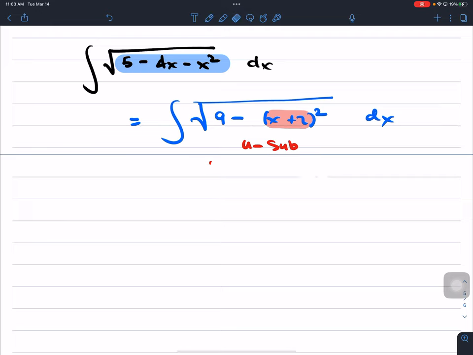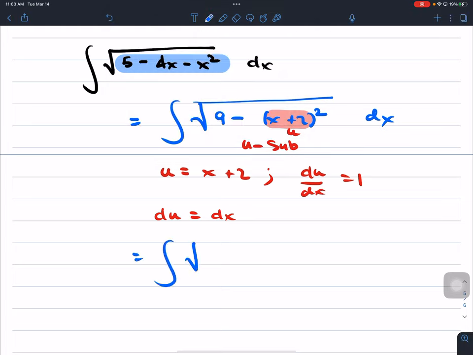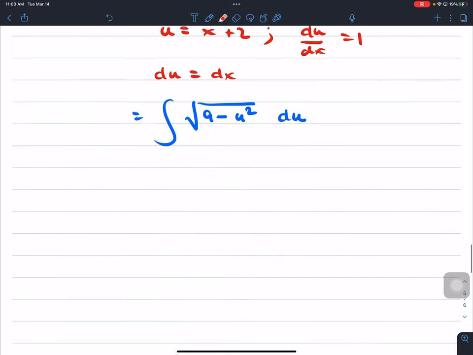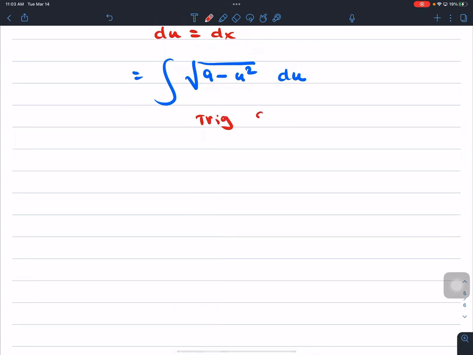Like all those other questions you had, this would be my U. So U is going to be x plus 2. That means du dx is 1, which really means du is dx. So we have the integral of the square root of 9 minus u squared du, because this is first a u sub question. And now after you have this, this is a trig sub question.